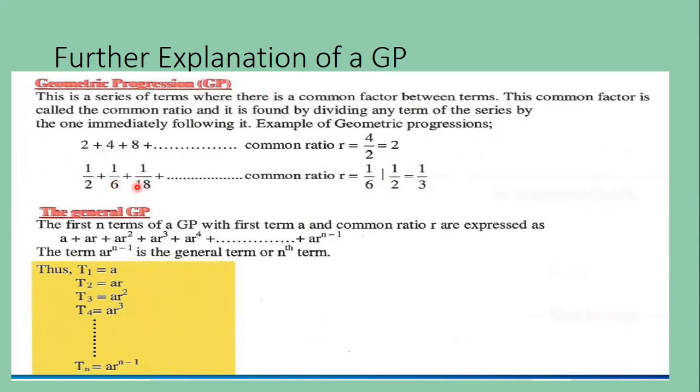The same applies here. 1 over 2 is followed by 1 over 6. So to find the common ratio, we divide 1 over 6 by 1 over 2. Or we can divide 1 over 18 by 1 over 6, because 1 over 6 is followed by 1 over 18. So that is how we find the common ratio. Very, very important.